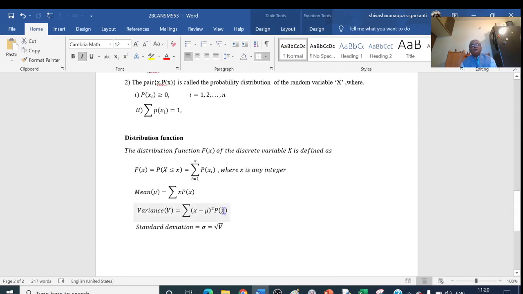After getting the variance, we just have to take the square root of this variance, which is nothing but the standard deviation. That is how we can find the mean, variance and standard deviation. These are the formulas for finding the mean, variance and the standard deviation.